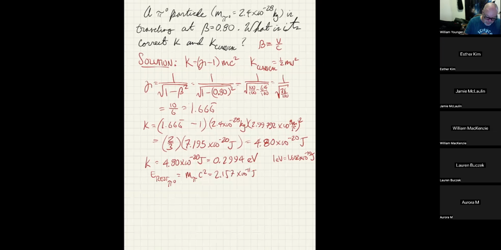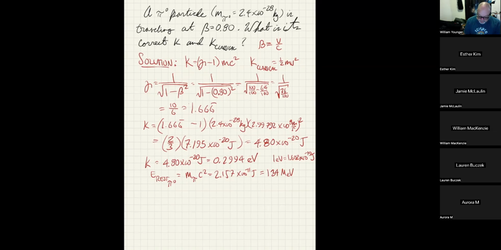If I divide that by 1.602 e to the negative 19, that gives me a really incredibly large number, 134 mega electron volts. So this isn't necessarily a realm where you're forced to use relativity, because the rest energy is so much bigger than the kinetic energy.